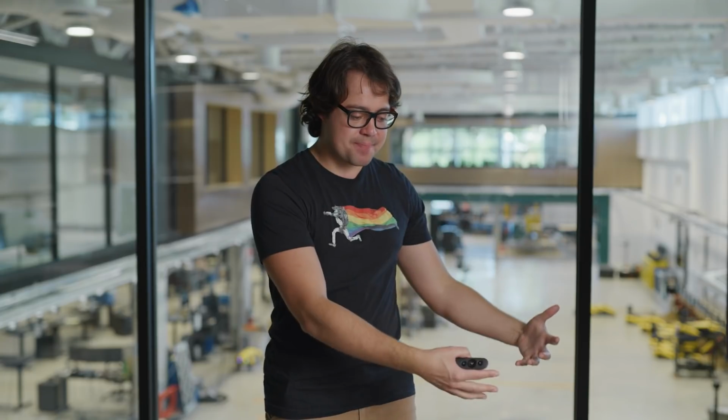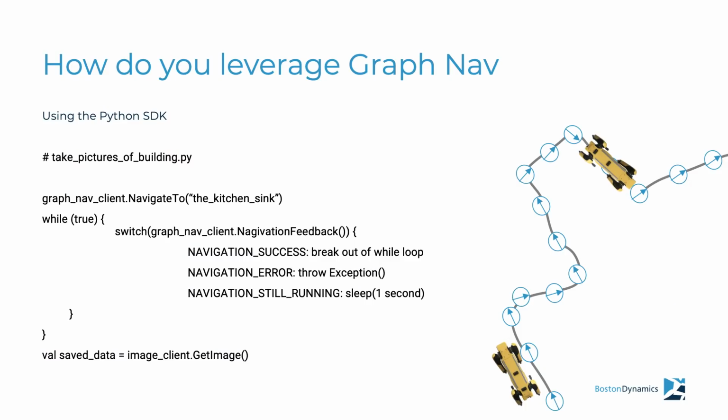So you recorded a map of your environment, and GraphNav allowed you to navigate through that map. But that's not good enough, right? We don't want to just go places. We want to go places and take actions. We want to go places and record a bunch of data, take a picture, spin a valve. There are a couple ways that you can do this, okay? The first way is just using the Spot SDK. You can write a Python script that coordinates high-level robot behavior.